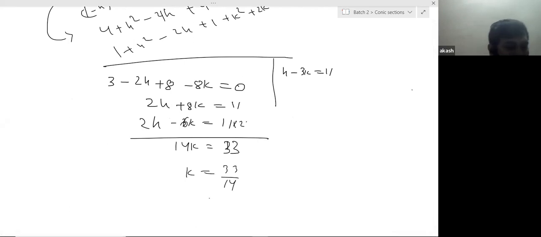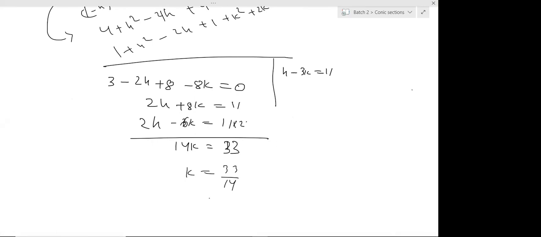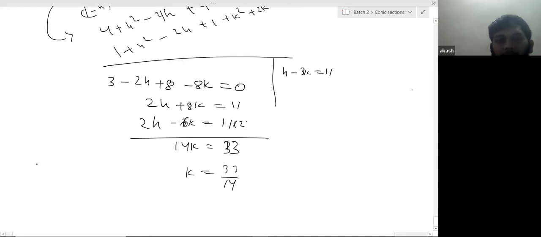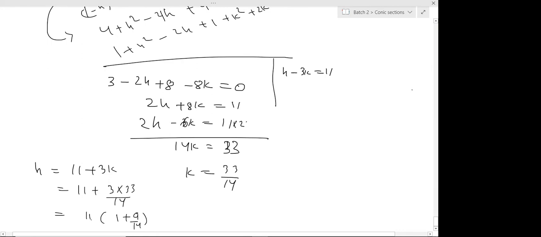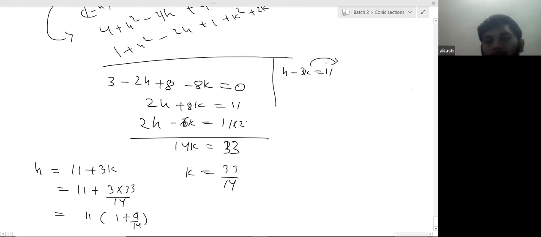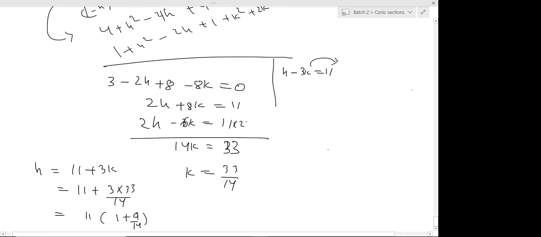Mazia, is this right? Yes, sir. All right. Again, we have the equation h equals to 11 plus 3k. That's 11 plus 3 into 33 on 14. Simplify this. If you take 11 common, 1 plus 9 upon 14. So 14 upon 9. It's minus 11, right? 2h plus 8k equals minus 11. I took that 11 to the other side.